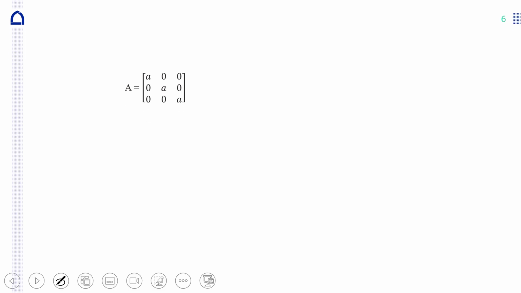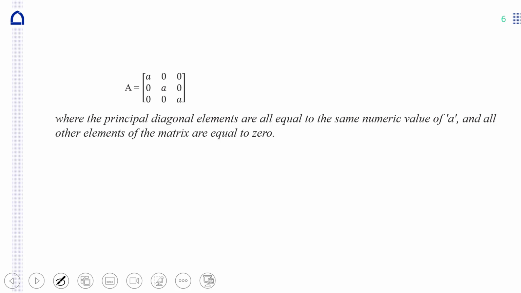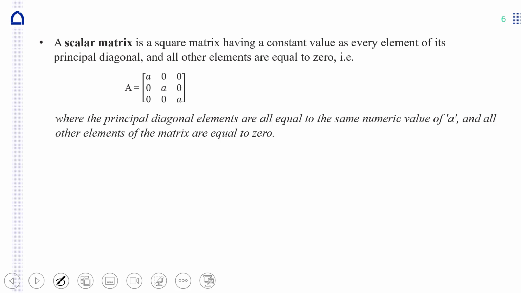Maybe we have the elements equal, but not 1. Later on we will learn how to get the constant as a common factor between columns and rows. This is exactly equal to A times 1, 0, 0, 0, 1, 0, 0, 0, 1. So when you multiply a matrix by a constant, you multiply every element in the matrix by this constant.